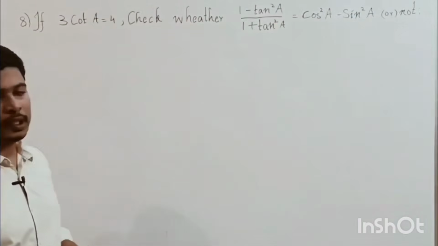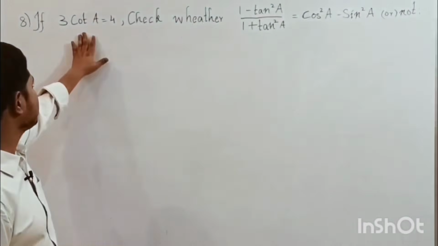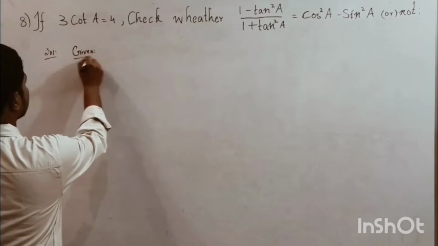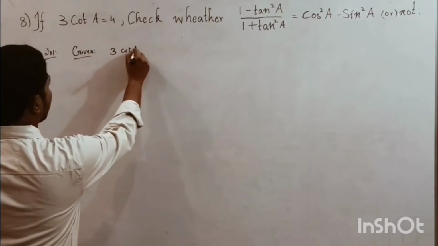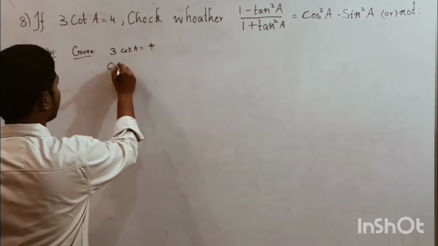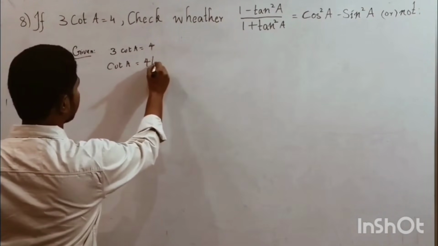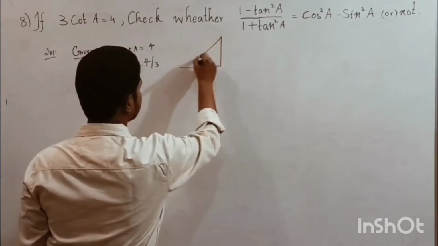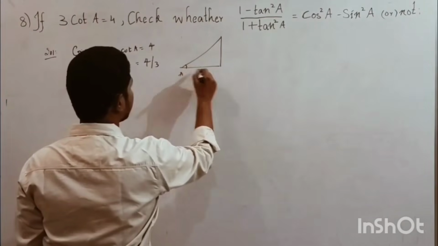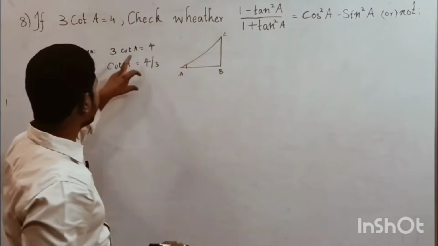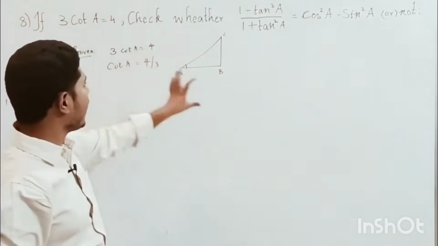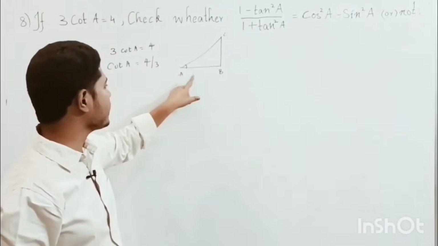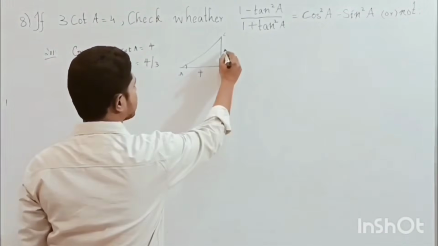Okay, the 8th question in the 8.1 exercise. The given data: 3 cot A is equal to 4. Therefore, cot A is equal to 4 by 3. We will mention this in the diagram. I will take A here, B, C. What is the formula of cot? The formula of cot is adjacent by opposite. For which angle? For angle A. For angle A, what is adjacent? This is the adjacent. This is the opposite.